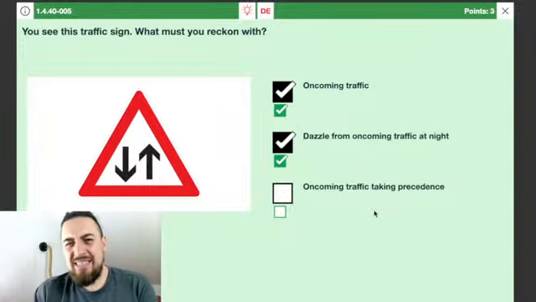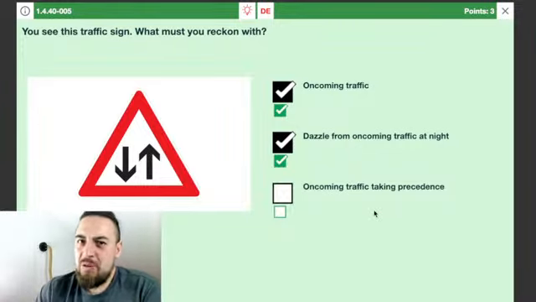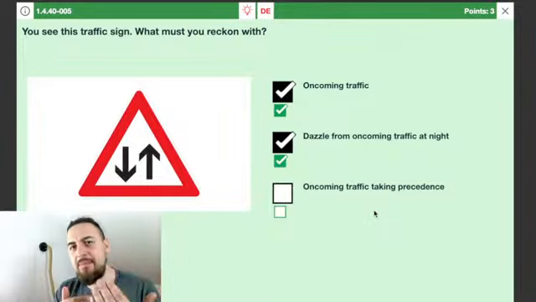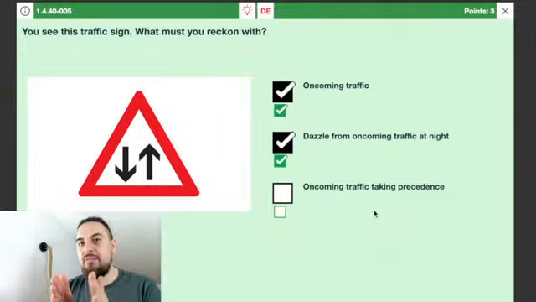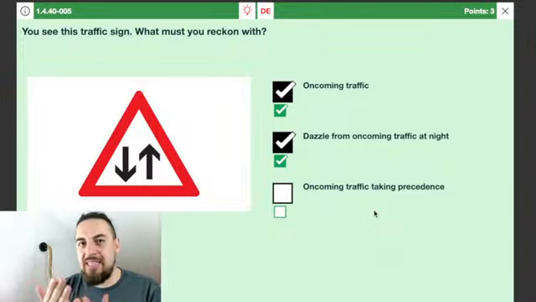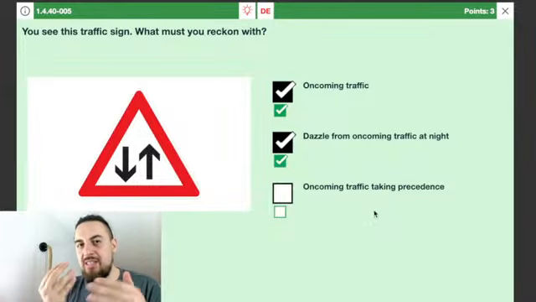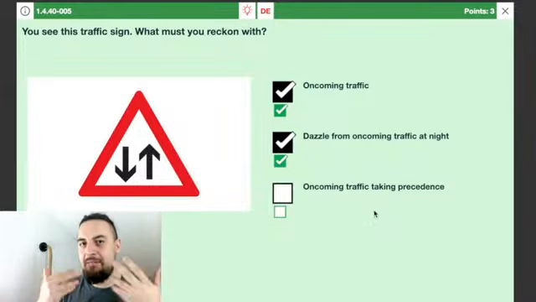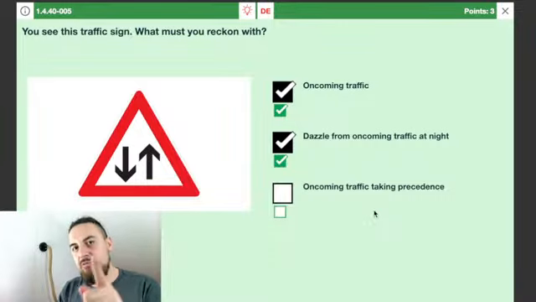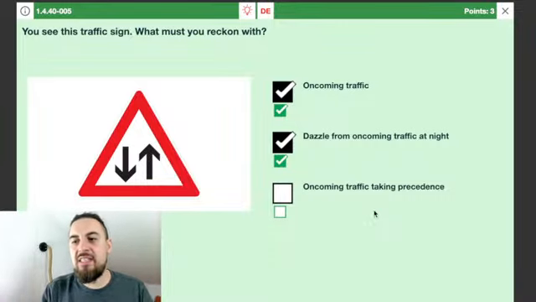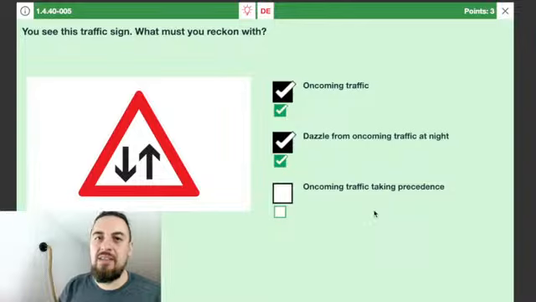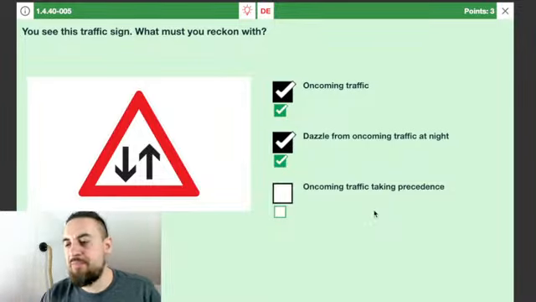And why does this sign exist? Normally, all roads have oncoming traffic, just in case it's a one-way road, and the one-way road will finish. To give you advice that from this junction on, it will be a normal road again, you will see that sign. So this sign normally is at the end of a one-way street.